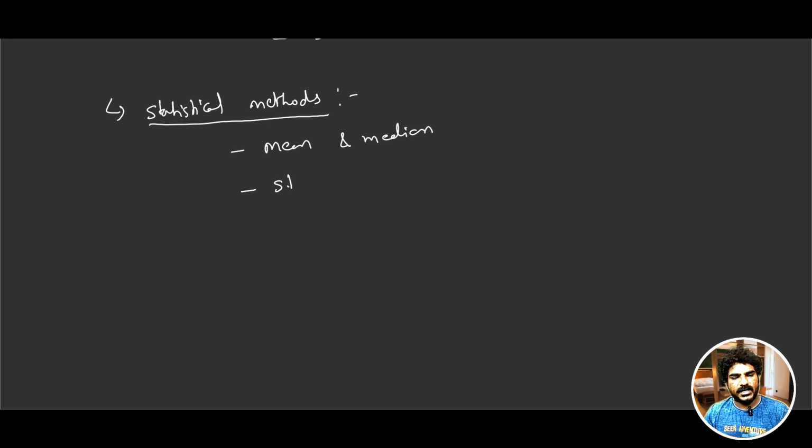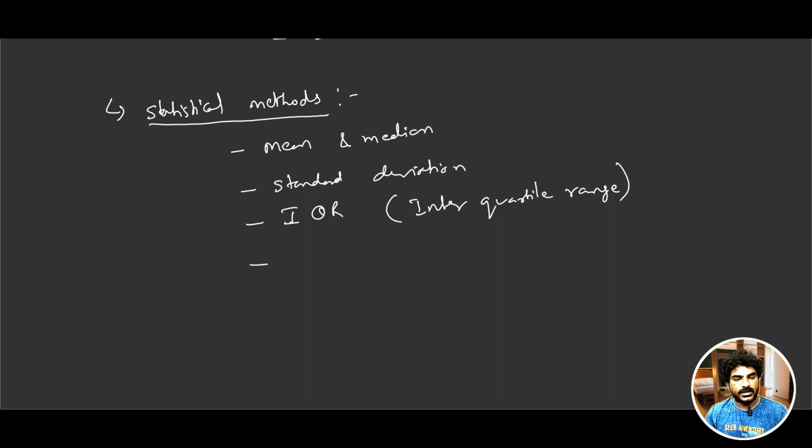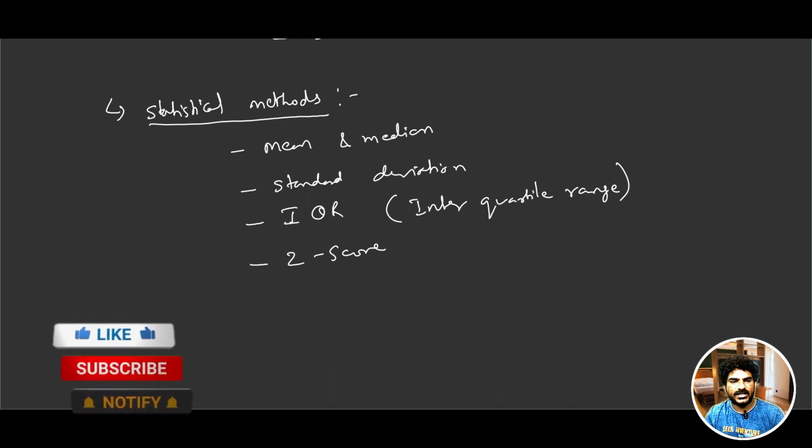You can use standard deviation also to find out these outliers. You can use something called IQR. This is important. Interquartile range. You can also use the Z score. I'll create a separate video to understand standard deviation, IQR, interquartile range, and the Z score.